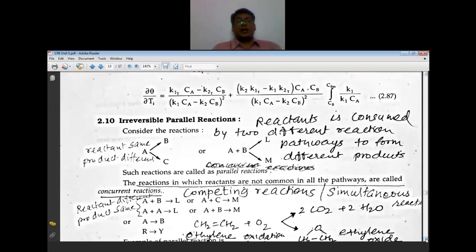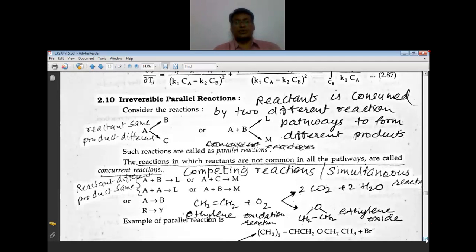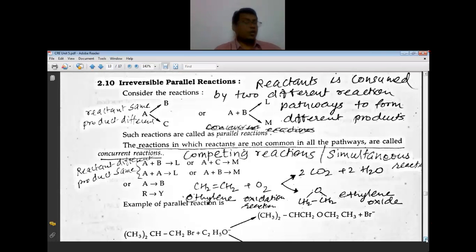The next is the irreversible parallel reactions. First, we talked about series reactions. Now we will talk about parallel reactions. The reactant is the same, the products are different. A giving B, A giving C, or A plus B giving L, A plus B giving M. The reactants are consumed by two different reaction pathways. This is more important. Two different reaction pathways are available to react, and both have different activation energies and different rate constants. The reactions in which the reactants are not common in all the pathways are called concurrent reactions.